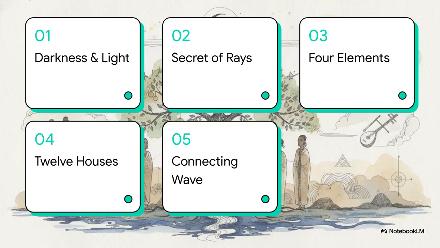Okay, let's dive right into this. Here is our roadmap for today. First, we'll look at darkness and light. Then, we'll uncover the secret of rays. After that, we'll walk through the 4 natural elements, map out the 12 heavenly houses, and finally, we're going to reveal the connecting wave power.